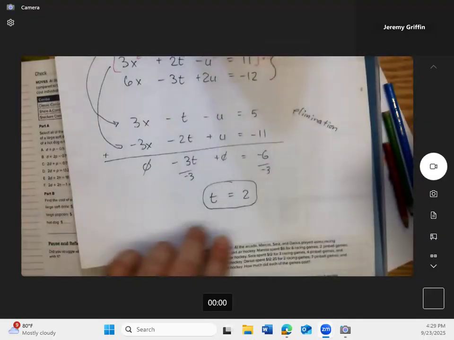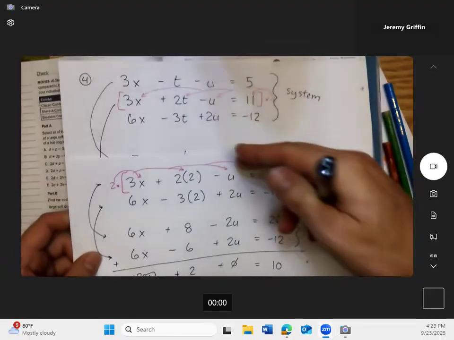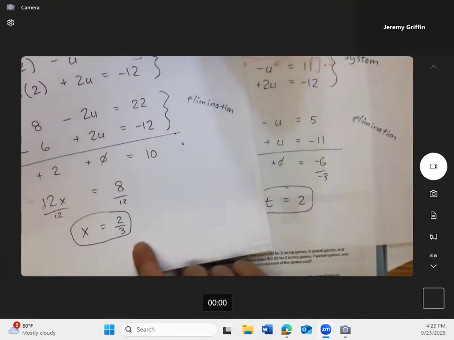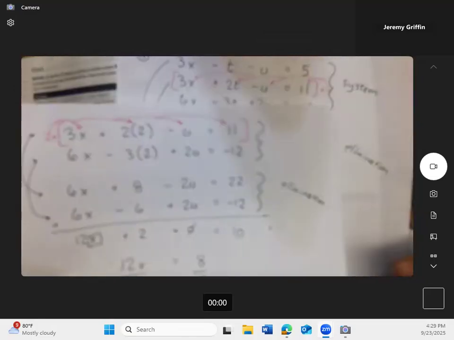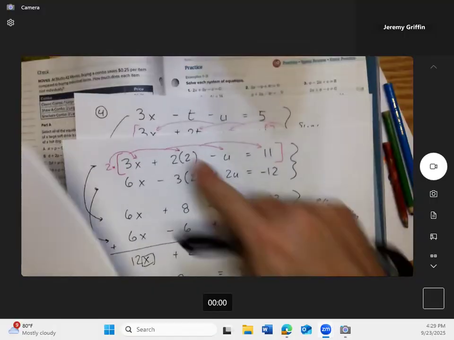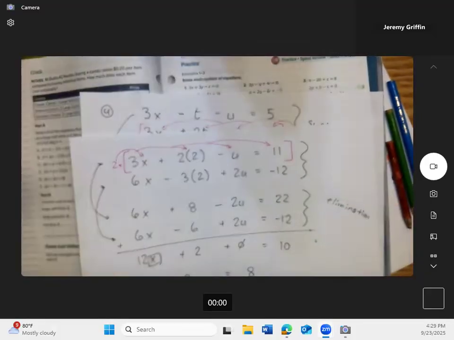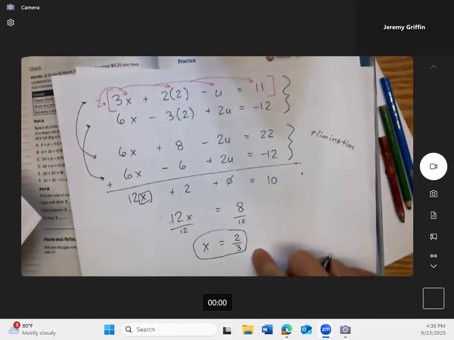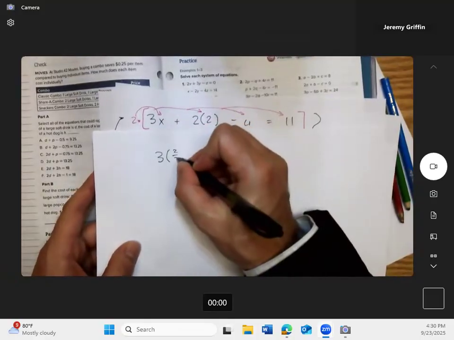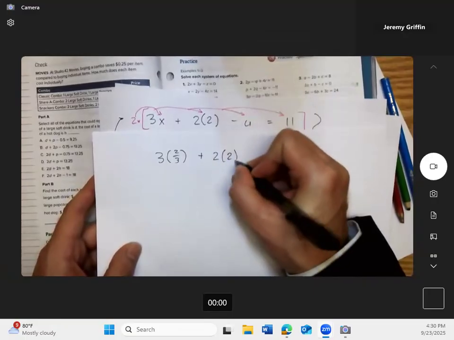And so what we've got so far, we got t is 2. We got x is 2/3. Well, now I should be able to take any one of these three equations, substitute in the values for t and for x, and I can just very simply solve for u. All right, so let's do that. Moving on down. How about the very first expression? So 3x, but I'm not going to say x. I'm going to say 2/3, because x is 2/3. So in place of this x, I'm putting 2/3. Plus, I also know t is 2, so I'll just leave that 2.